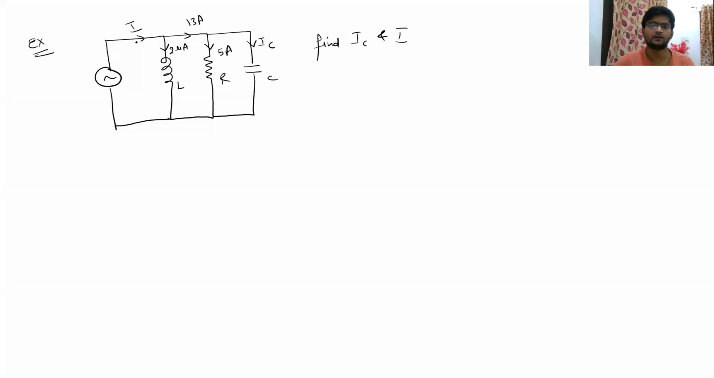Now let us consider an example. Here, as you can see, there is a parallel RLC circuit, and there is a current of 5 ampere entering the resistance. The current in the capacitor has to be calculated, and the current entering the combined branches of R and C is 13 ampere. The current in the inductor is 2 microampere, and the total current entering this combination is I. So we have to find IC and I.